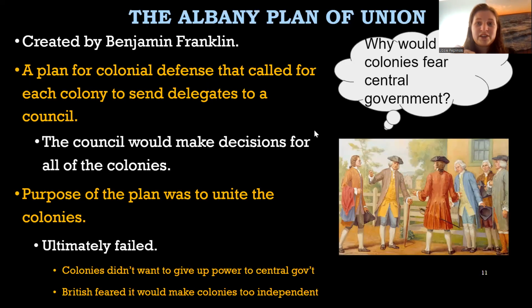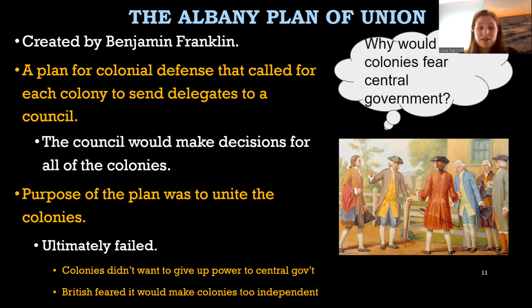Now, the colonists' plan comes from this Albany plan. This is created by Benjamin Franklin, and he has this idea that each of the 13 colonies that are developing should send delegates to a council, and that council would make decisions about the war on behalf of all of the colonies. The purpose of this plan was to unite the colonies, to have some kind of figurehead of an early central government that could make decisions on what should happen in this war on behalf of the colonists through their representatives.